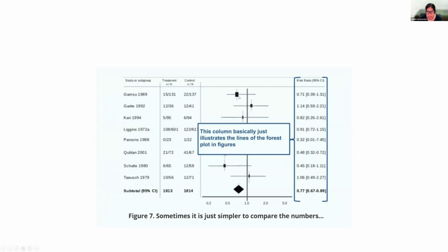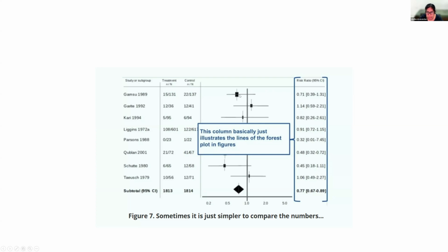For example, as I told, this study had a large sample size. Look at this particular study. It has a very large box. So even the sample size is high, event rate is also high. So look at the number here. So we have a higher number of participants, 131, 137. So it has a higher weightage here. So this is what is represented in numbers.